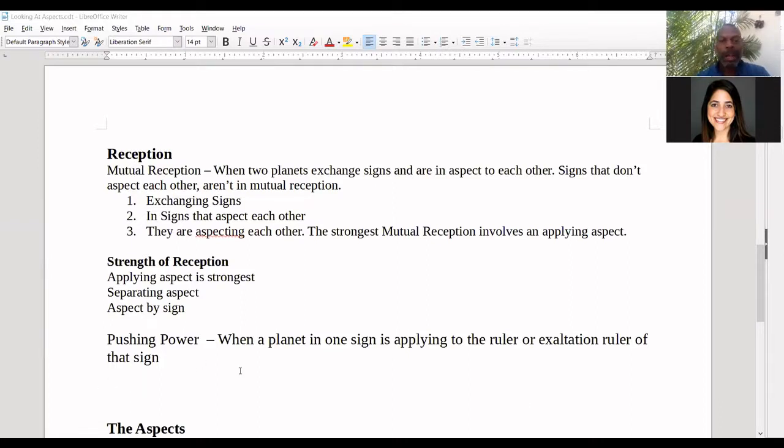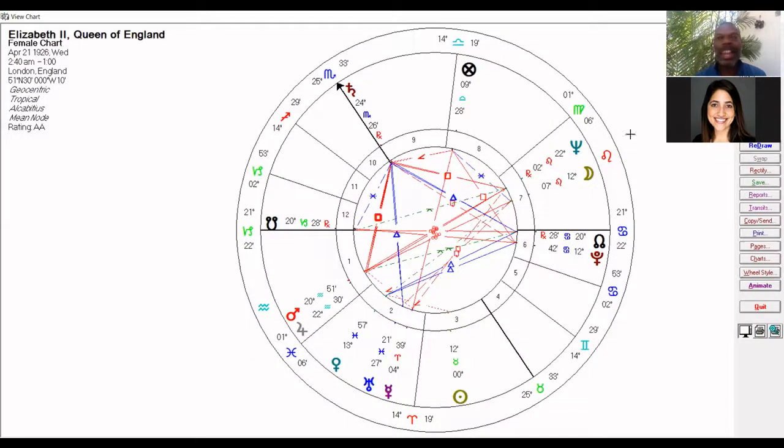So when we talk about pushing power, that's where we stopped. When a planet is in one sign, and they are going to apply to a planet in another sign. I was going to do Heidi Fleiss, but we have it here in this chart. We can use Queen Elizabeth. So we've got the mutual reception, right? Mars is in Aquarius, Saturn is in Scorpio.